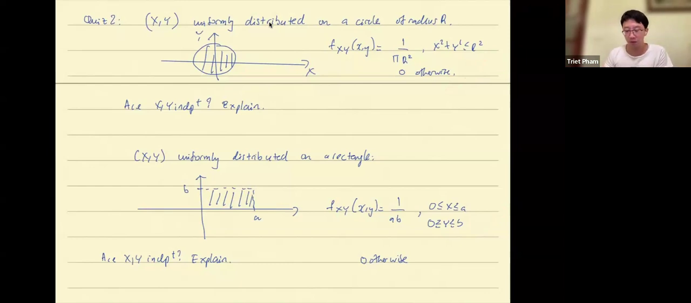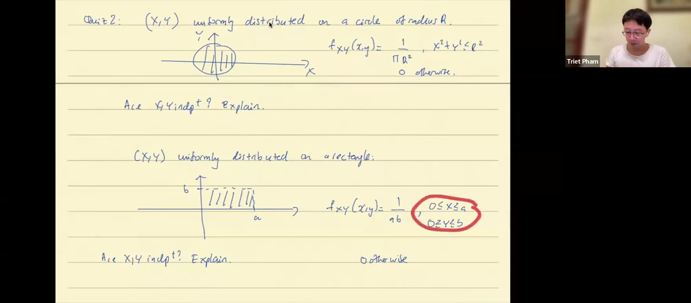At least on the first time you see it. They're both uniforms, right? Meaning that density is constant over the support. But one is independent, one is not. Why not? Why not here is because the shape of the region is also super important. Actually, the shape of the support is also part of what the joint density looks like.